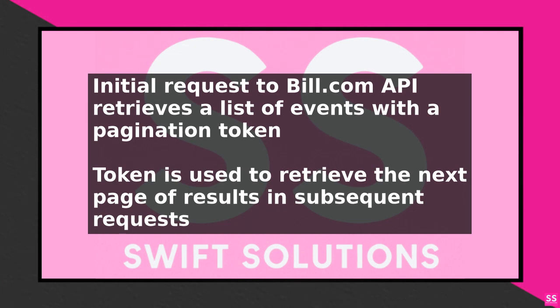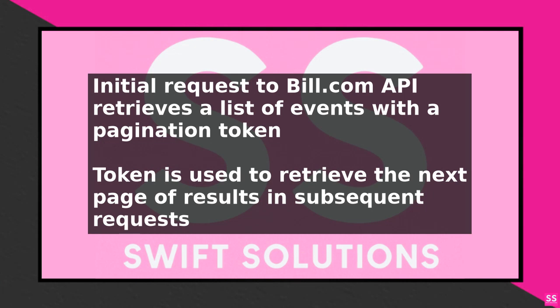To paginate the events, you need to include the pagination token in your subsequent requests. You can do this by adding a parameter to your API request, such as next_start or cursor, and setting its value to the pagination token received in the previous response.